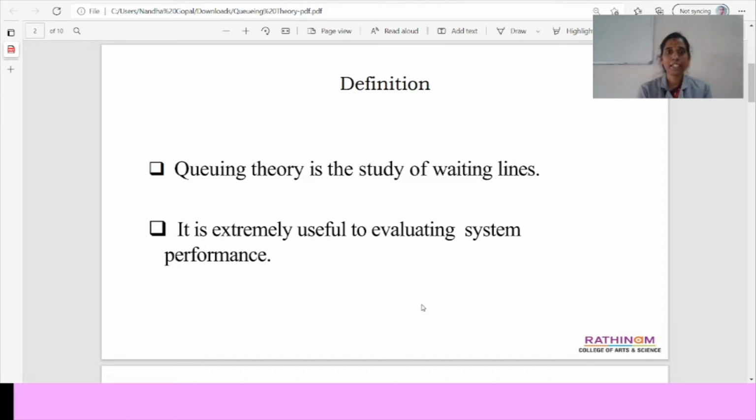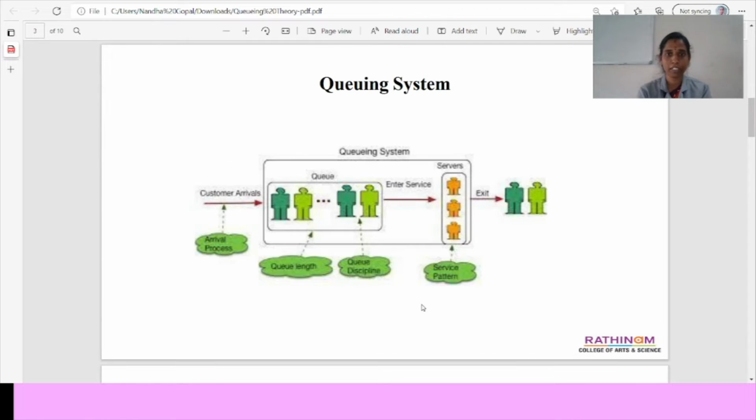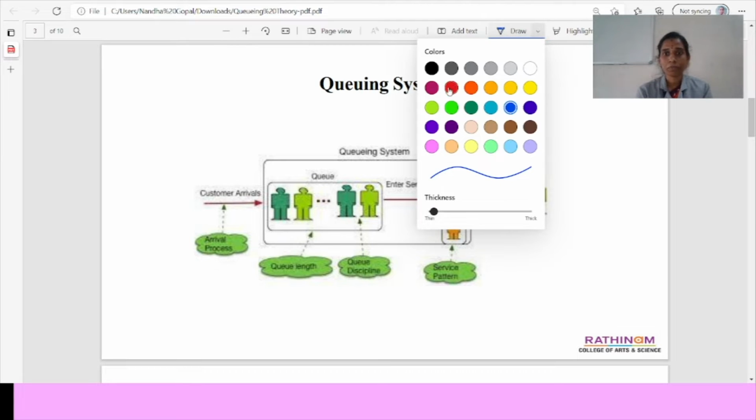Queuing theory is the study of a waiting line. These two definitions are important. What are the characteristics of queuing theory? The main characteristic of queuing theory is the queuing system. Now I am going to explain the meaning of this queuing system. Once again, I will mark that.